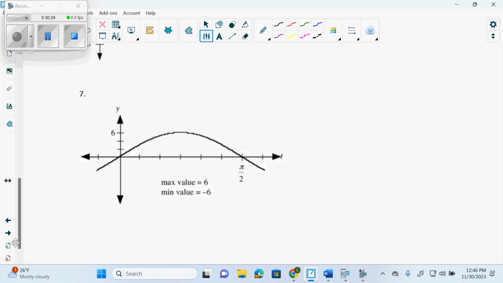This one, we have the amplitude, which equals the absolute value of the max minus the min, divided by 2, which is 12 over 2, which is 6. So we count down 6, and then we would know that the middle would be at y equals 0.